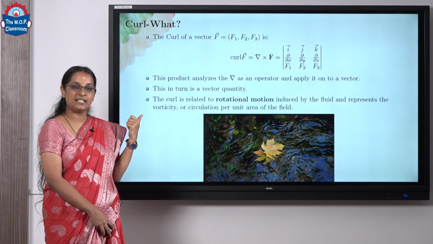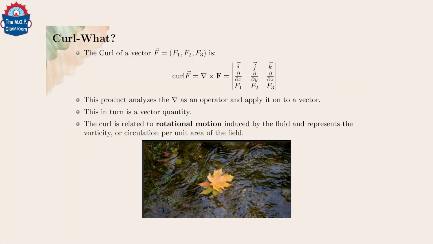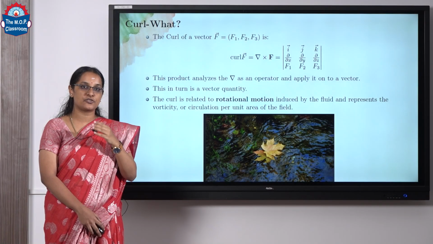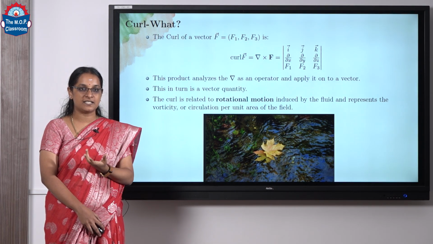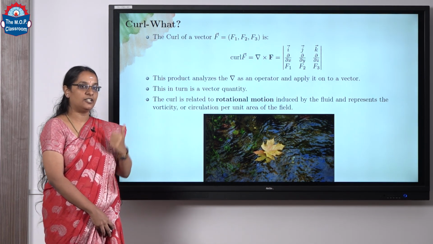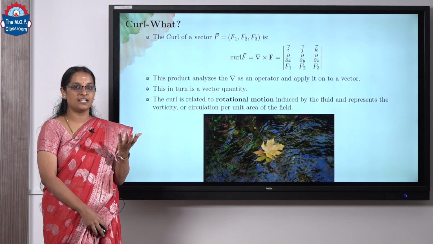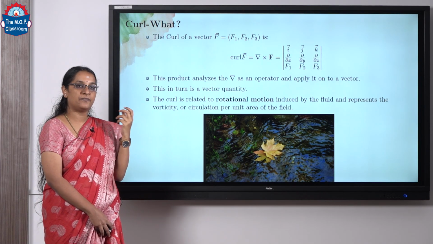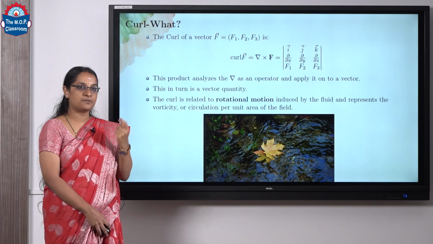So once you have a curl, what is the physical representation of it? Let's look at it. We earlier imagined the flow of a river. Now imagine there is a leaf falling onto the river. Now what happens, depending upon the flow of the river, the leaf starts to move, and along with it, it starts to rotate if you have observed. This rotational quantity is given by the curl of it. So a curl is always telling you how the quantity is changing in a rotation, or in more physical words, it tells about the vorticity or the circulation per unit area.